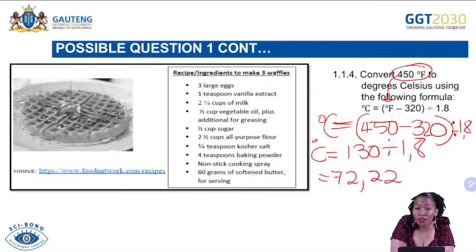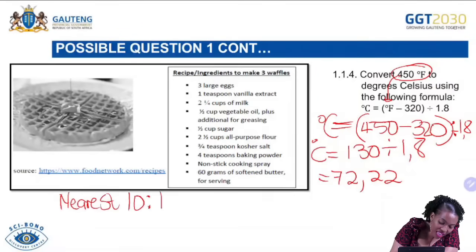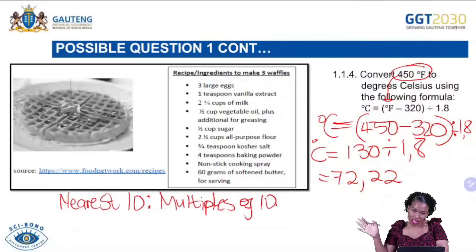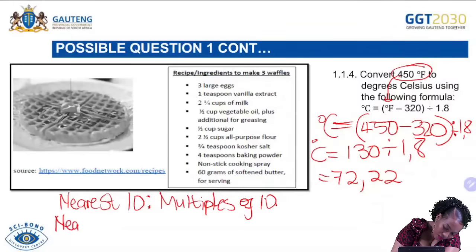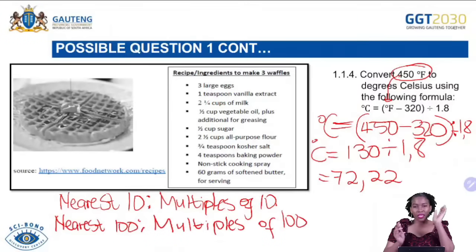Now the trick about this question is that they can ask you to give your answer to the nearest 10, or they can say give your answer to the nearest 100. If they want the answer to the nearest 10, it means that the answer must be in multiples of 10. What are the multiples of 10? 10, 20, 30, 40, 50, 60. You get it from 0, actually 0, 10. Those are the multiples of 10. And if they say to the nearest 100, it means your answer must be in multiples of 100. So your answer must be 100, 200, 300, 400. There can't be anything in between.